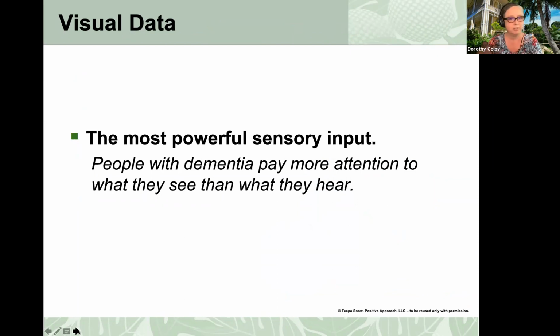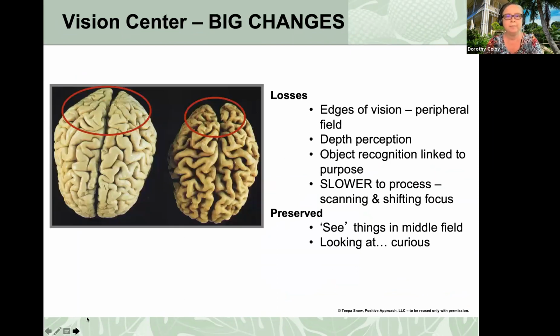So the most powerful sensory input, what they hear, what they see, sorry. But let's take a look at the brain. So this photo of the human brain, we're very fortunate to have people who generously donated their brains after death so that we can really see the changes. The one on the left is a healthy individual with no disease process, no Alzheimer's disease. The one on the right is someone who died from Alzheimer's disease, same age, same gender individual.